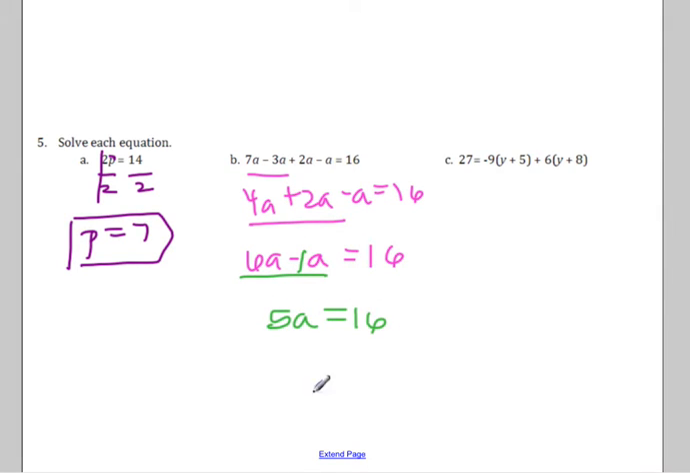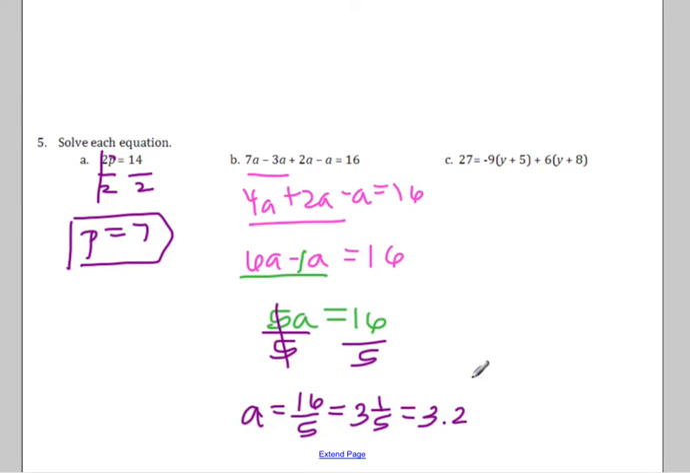All right, now it's all combined. So it's 5 times a. So to undo, I would divide both sides by 5. So a is equal to 16 over 5, because that is a reduced fraction. This is also the same as 3 1/5, or I will also take 3.2. If you type it on your calculator, that is what you'll get. Okay, so here's example B.